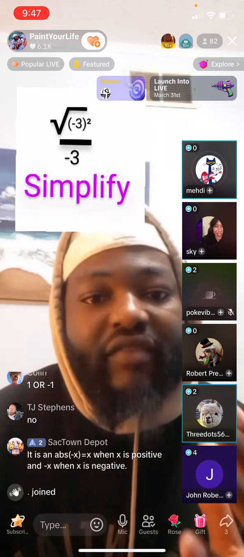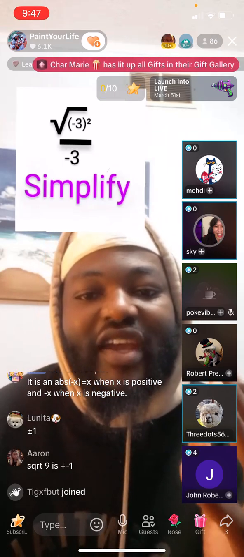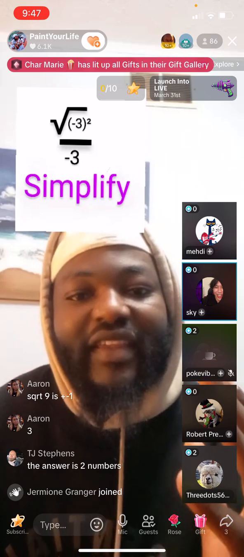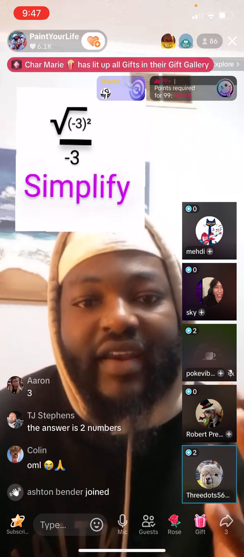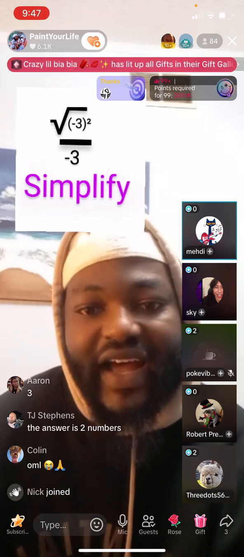You can only have one value because the square root is an operation. You can only have one value for that. You cannot have two.